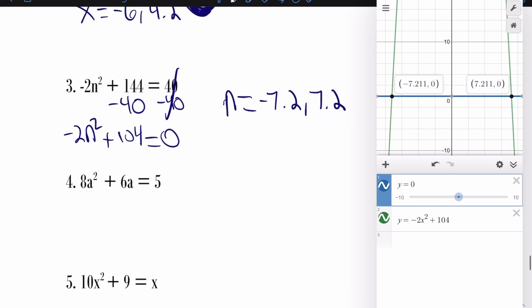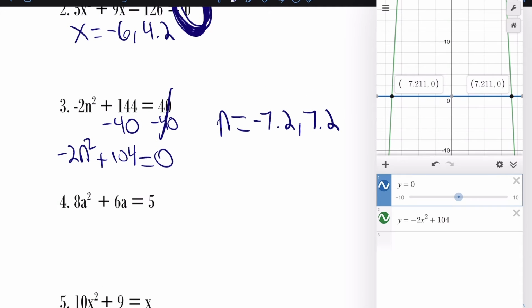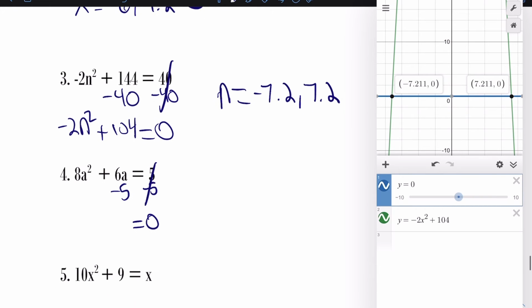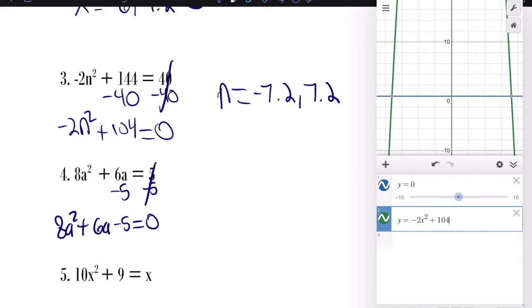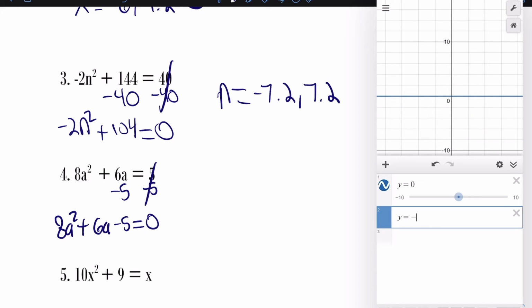Let's do this next one. 8a squared plus 6a equals 5. The first thing we need to do is make sure that the right side is equal to 0. So we need to cancel out this 5 by subtracting 5. On the right side, that makes 0, and on the left side, there is nothing for this negative 5 to combine with, so it's just going to be written as a negative 5 after all of the other terms. Now that we have a polynomial, a quadratic, equal to 0, we can change what's in our calculator to match that.